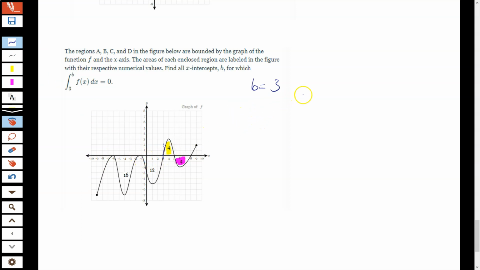So b equals 3, or this would be the integral from 3 to 8, also equal to 0. So b equals 3 or b equals 8 are both solutions here. So if you get one of these wrong, just look out for that. There's another value of b that also makes our integral equal to 0, and it's because we'd have a positive and a negative area canceling out.